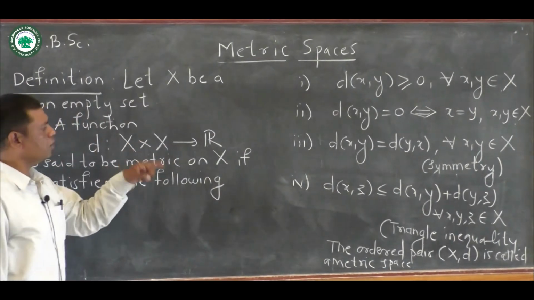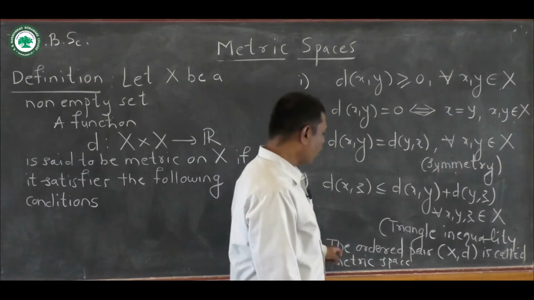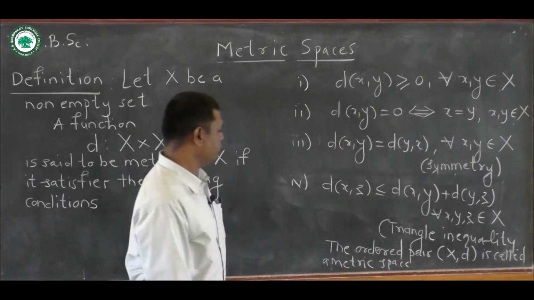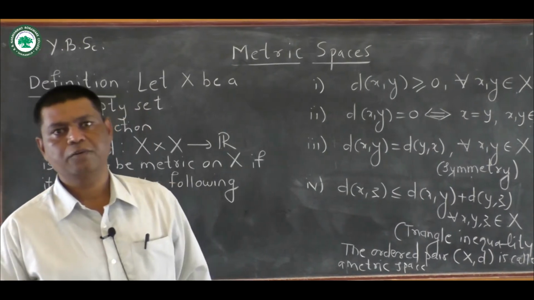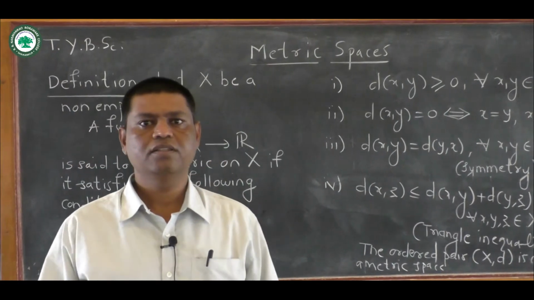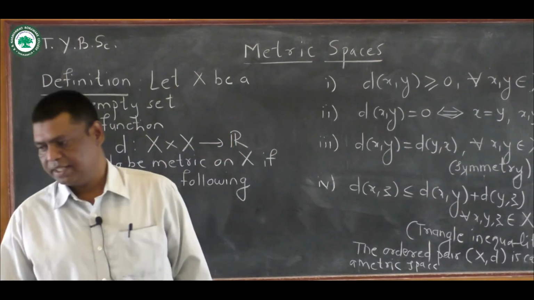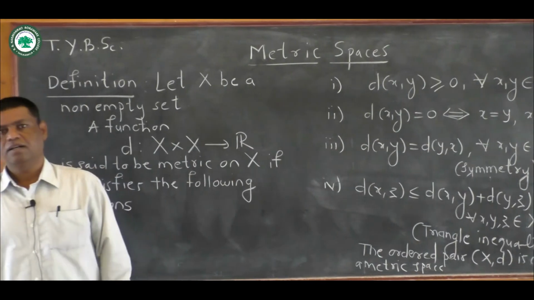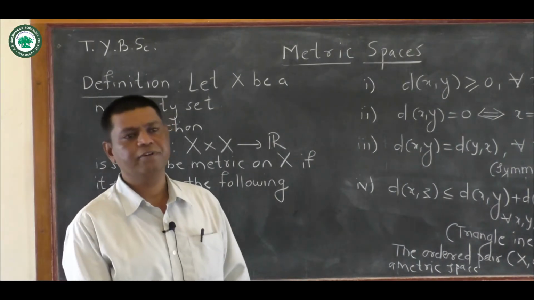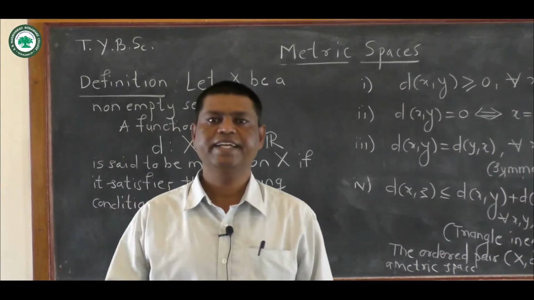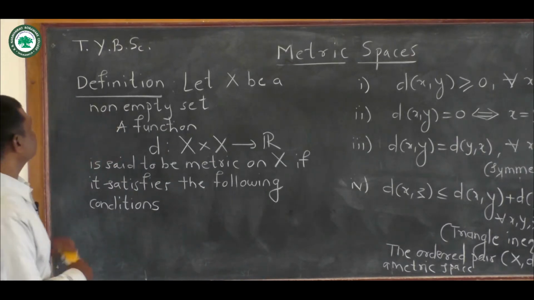When D satisfies all these four properties, then we say that D is a metric on X and the ordered pair (X, D) is called a metric space. If there is no confusion likely to occur, we sometimes denote the metric space (X, D) by simply X. When we say that D is a metric on X, it is always understood that the set X is non-empty.